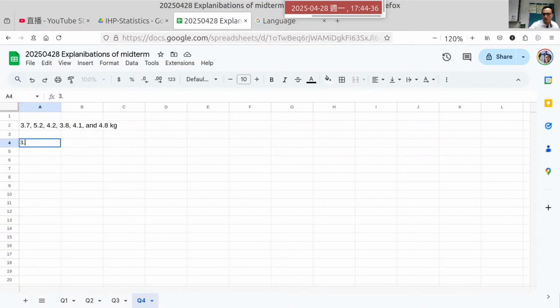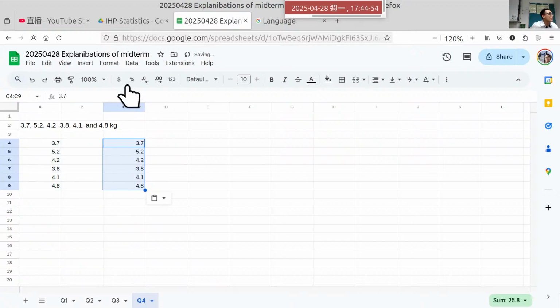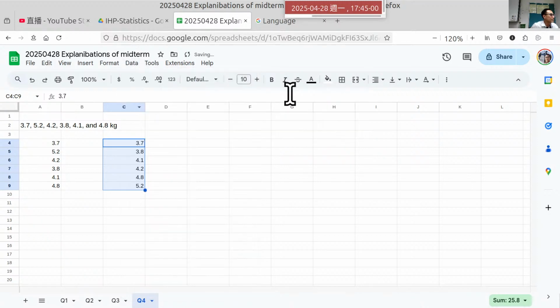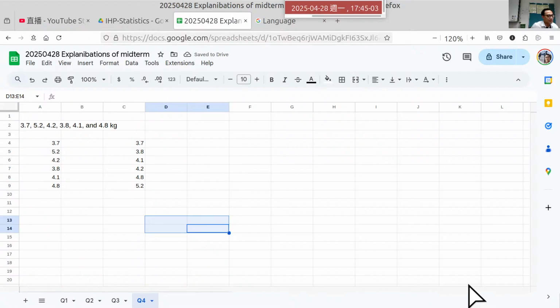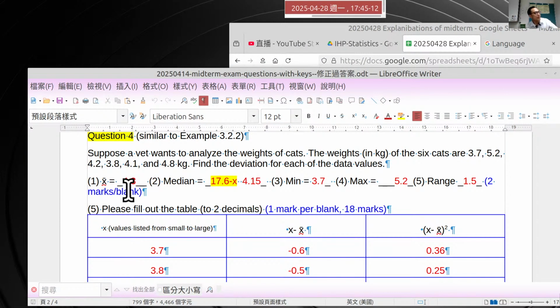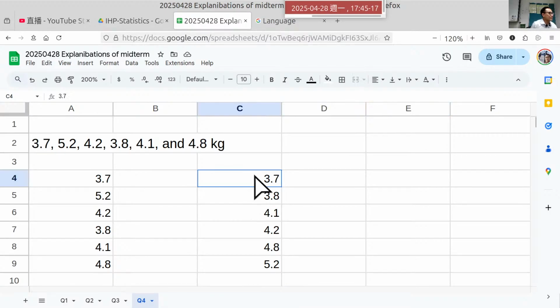Maybe you can enter 3.7, 5.2, 4.2, 3.8, 4.1, and 4.8. And the same, select the range and use data sorting. Okay, we got the numbers here. And what's the question? The first question, what is the X bar? X bar means the sample average.